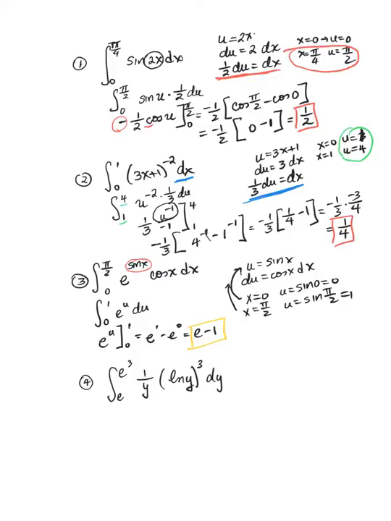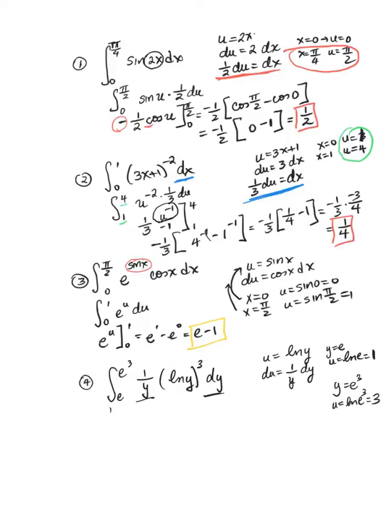And then finally, the last one. Okay, the inner function is ln of y. So du equals 1 over y dy. And that's exactly what we have over here. And then when y is e, u is ln of e, which is 1. When y is e cubed, u equals ln of e cubed, which is 3.